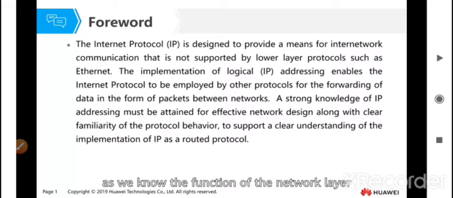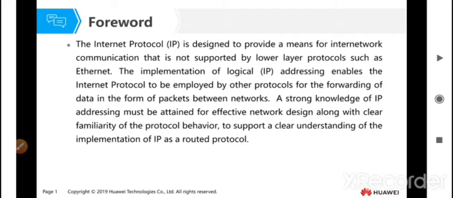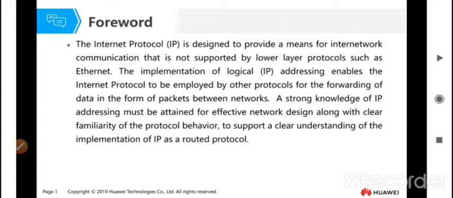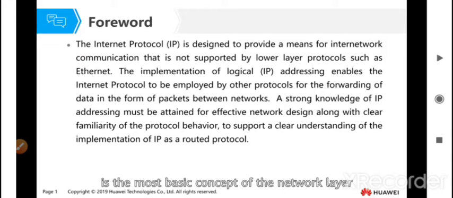As we know, the function of the network layer is to identify the source and the destination and choose the best route from source to the destination. How do we identify a source and a destination? We use an address. So the IP address is the most basic concept of the network layer.